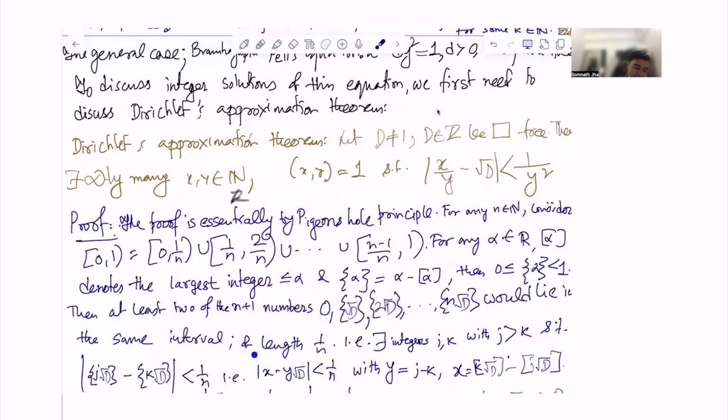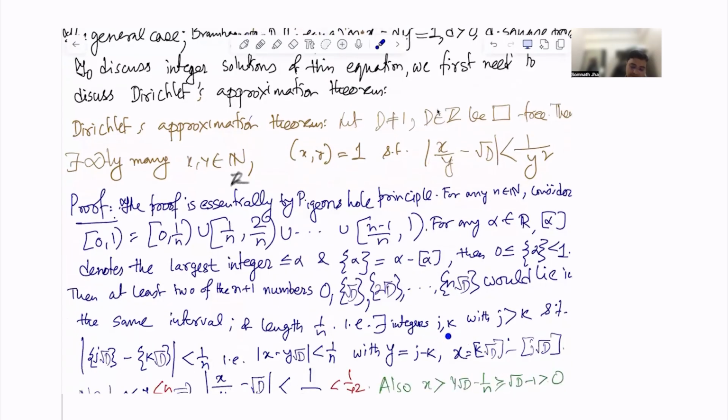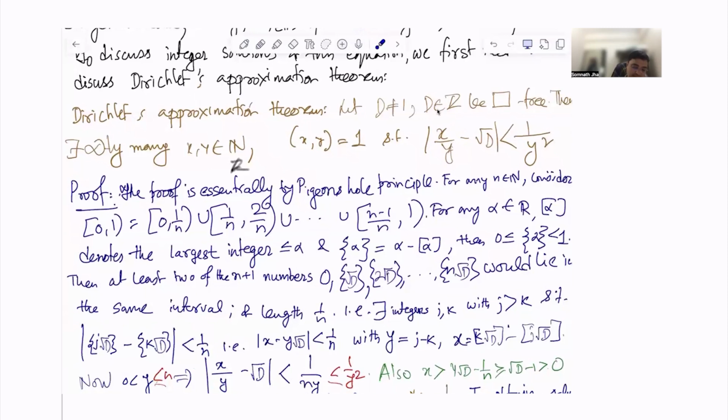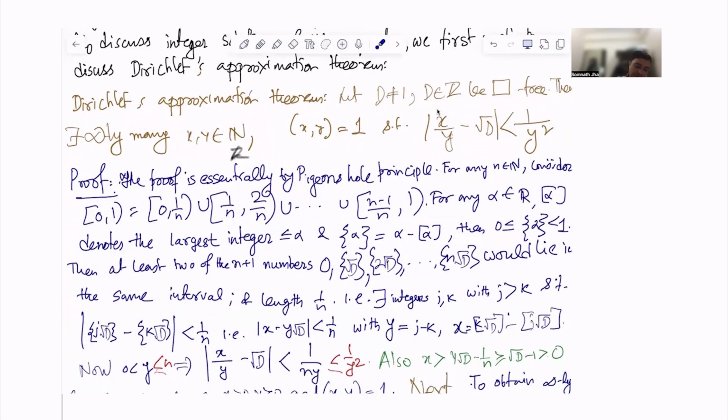So at least two of them will lie in the same interval of length 1 by n, right? So there exist integers j and k with j greater than k, such that j root d minus k root d is strictly less than 1 by n. They are in the same interval, so their difference must be strictly less than 1 by n. That is, |x minus y root d| is less than 1 by n, where y is j minus k, and x is box of j root d minus box of k root d, right?